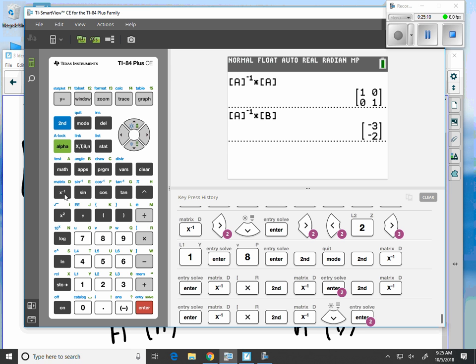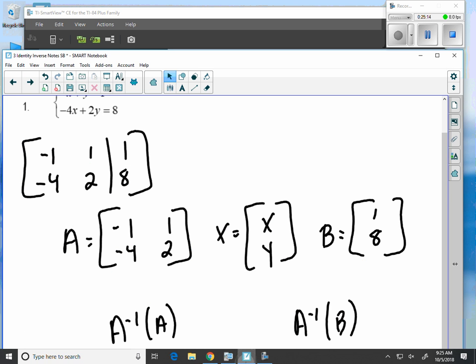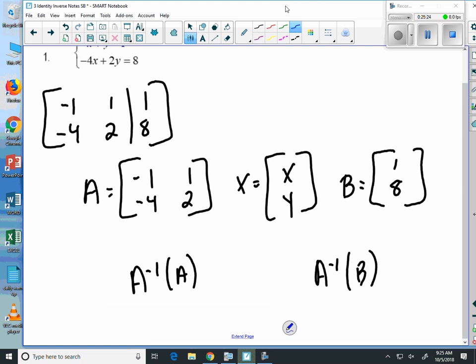So for this problem, for your final answer, what's x? -3. And y? Yep. That's how you write your final answer. Okay, go ahead and try 2 and 3 on your own.